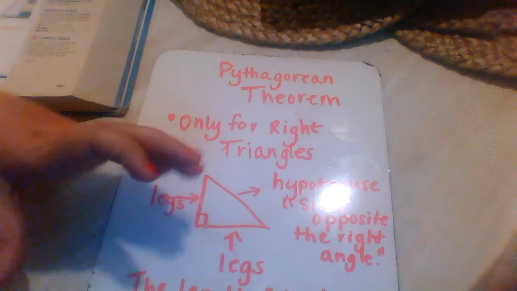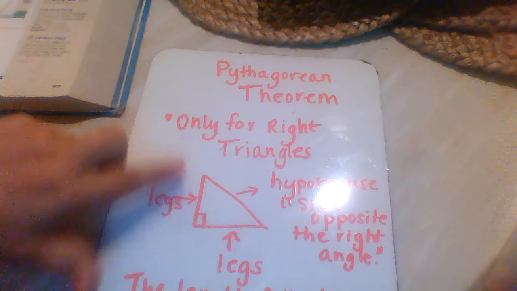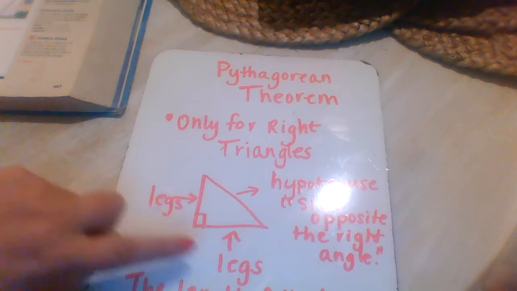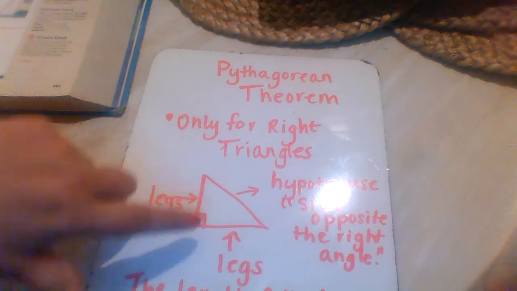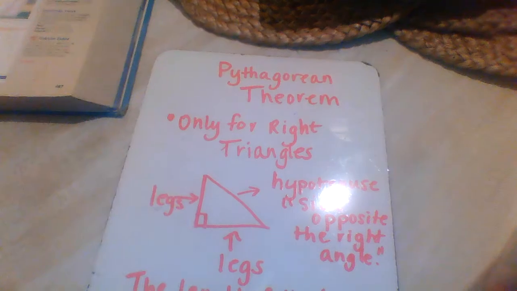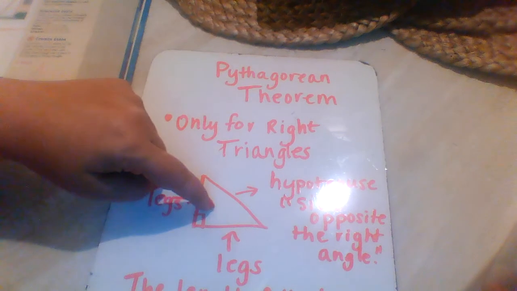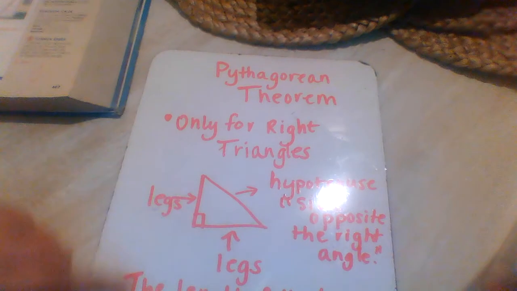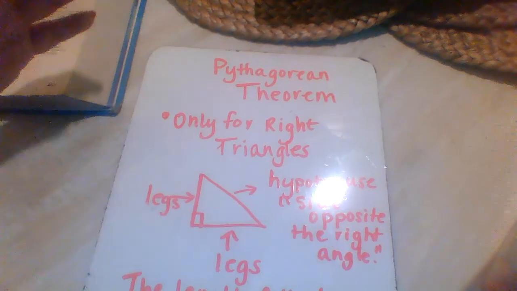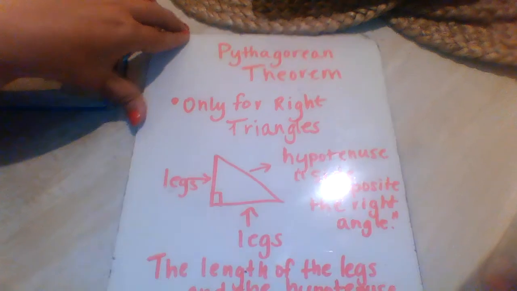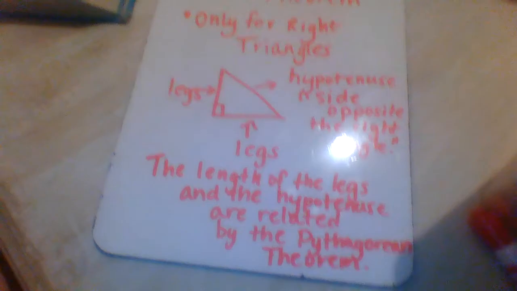So when you have this right triangle, it's denoted by this little square here. These two sides make up the legs of the triangle, and the side opposite the right angle is the hypotenuse. So the lengths of the two legs of the triangle and the hypotenuse are related by what we call the Pythagorean theorem. Okay? You see all that?